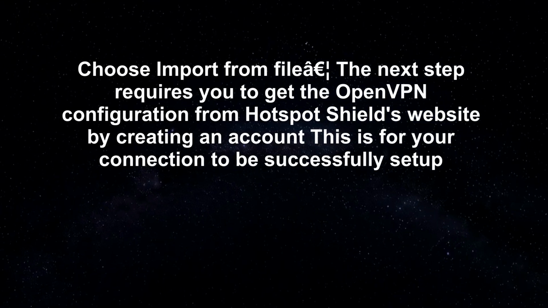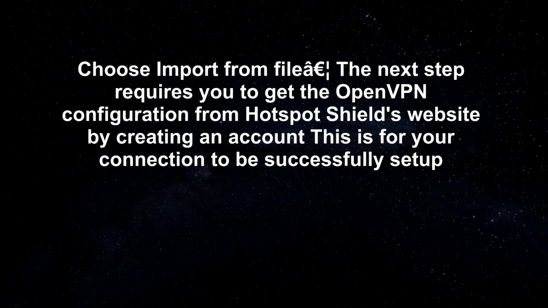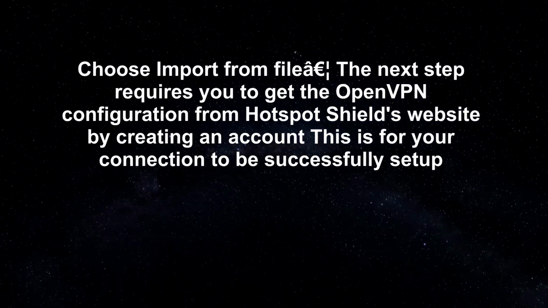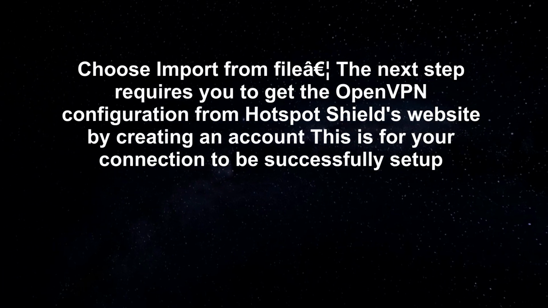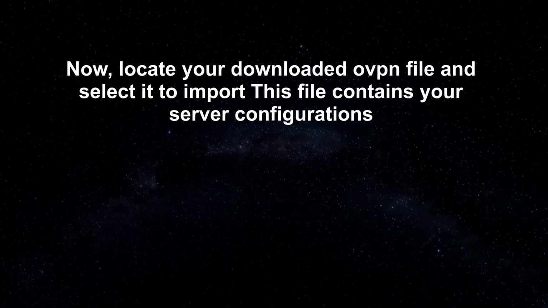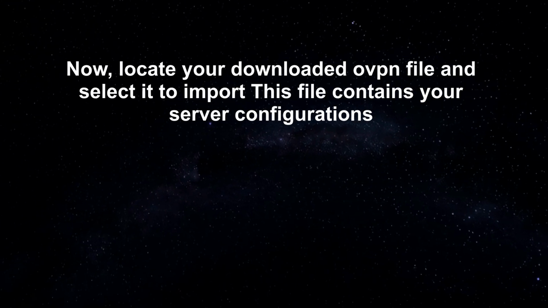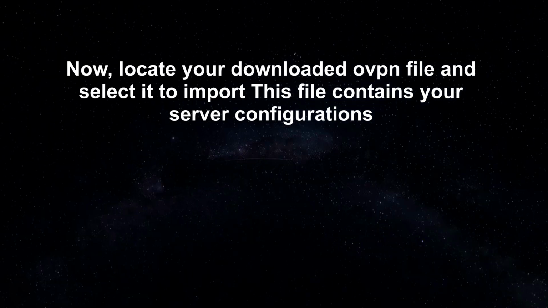The next step requires you to get the OpenVPN configuration from Hotspot Shield's website by creating an account. This is for your connection to be successfully set up. Now locate your downloaded OVPN file and select it to import. This file contains your server configurations.